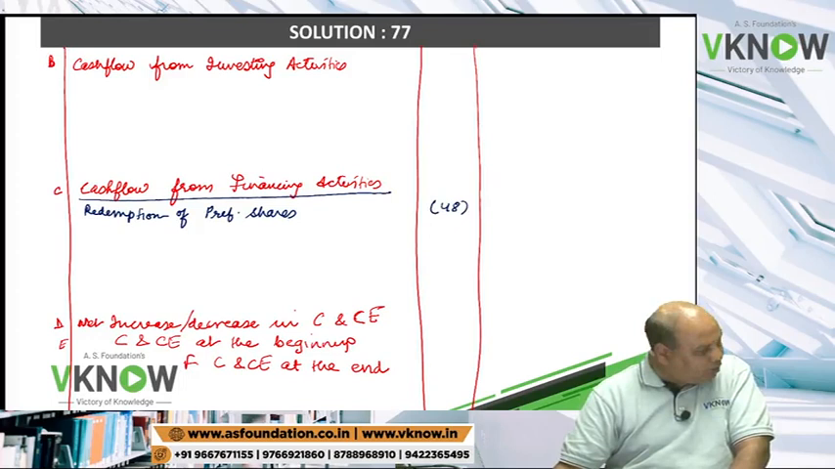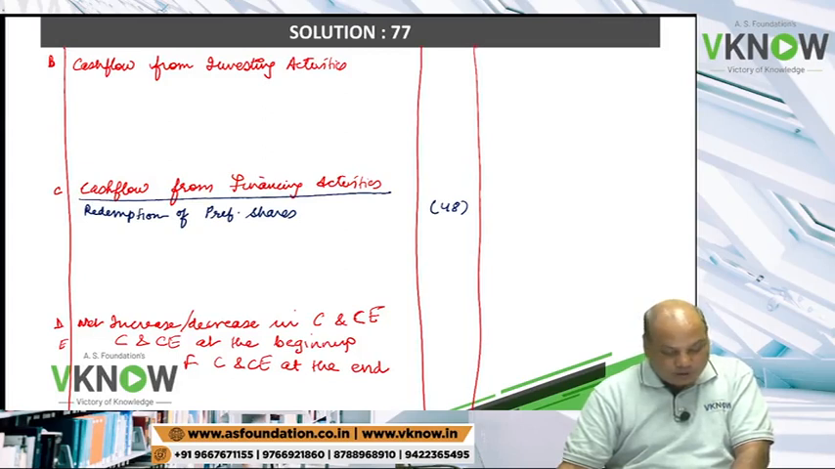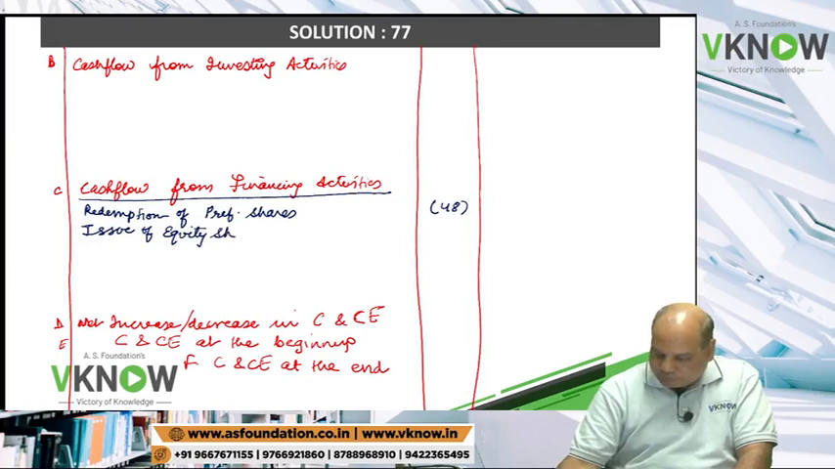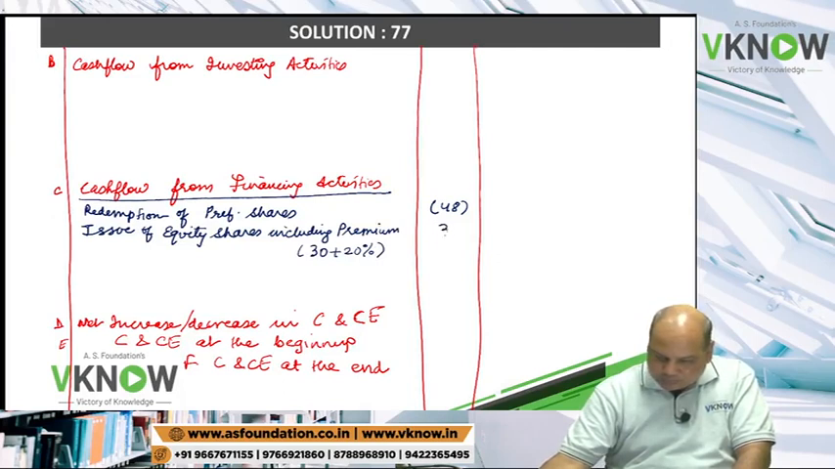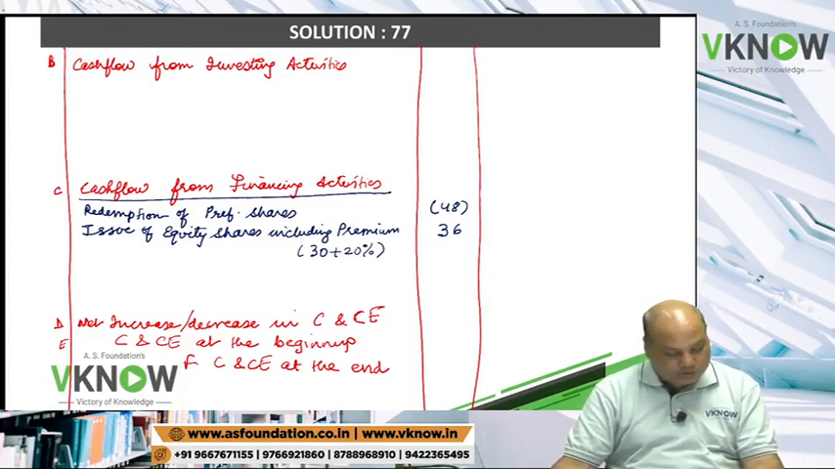Equity shares of the face value of 30 crore were allotted as fully paid up at a premium of 20%. So now I will write issue of equity shares including premium, 30 plus 20%, 36.